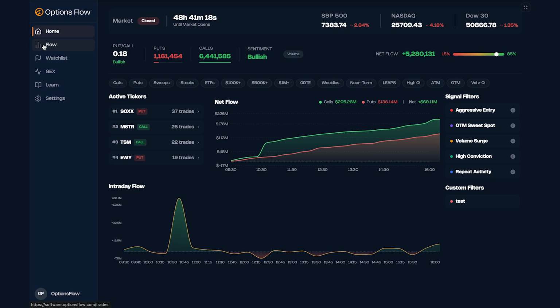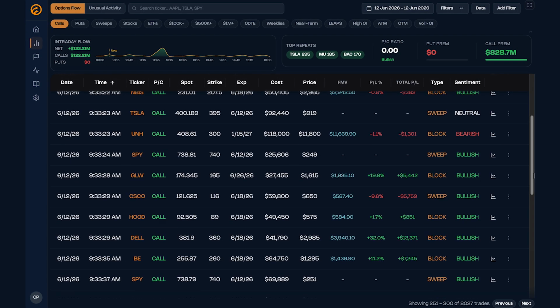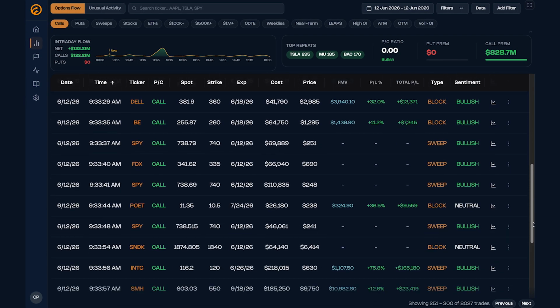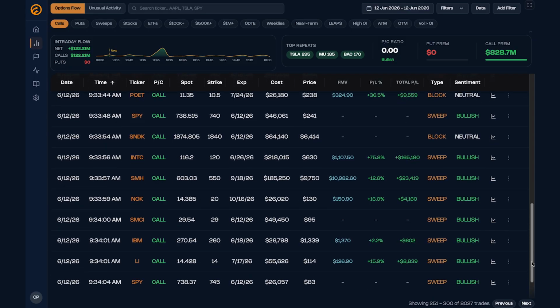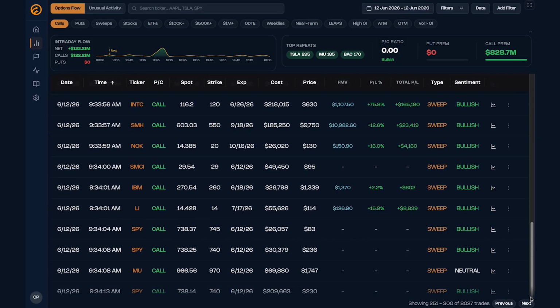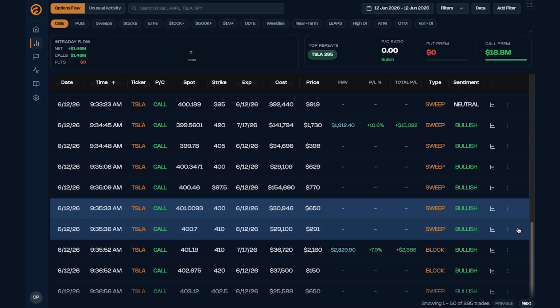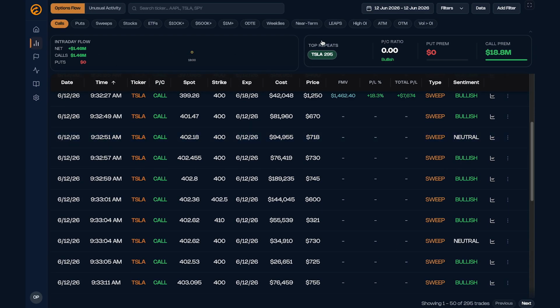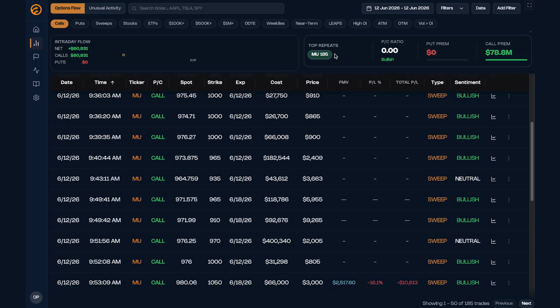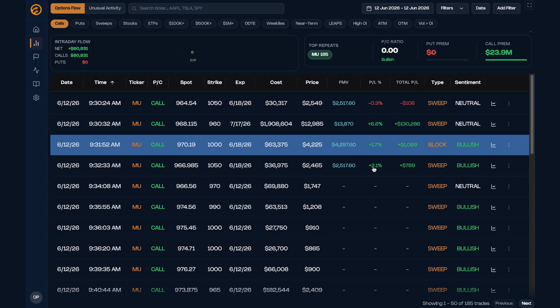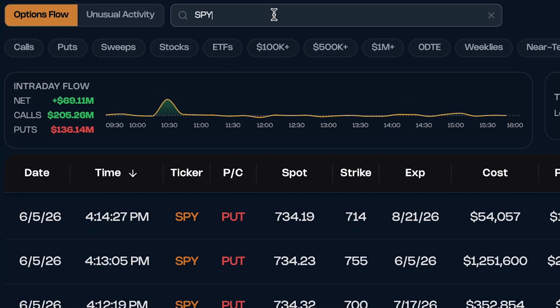Now, let's move into the heart of the platform, our real-time options flow scanner. This is the flow feed. It captures every option transaction executed across the major options exchanges in real time. No matter the size of the order, every trade is recorded here, giving you a complete picture of market activity as it happens.